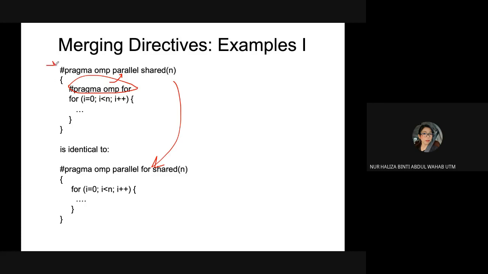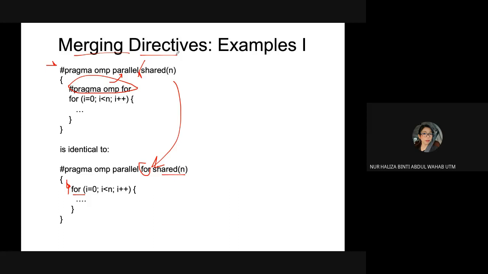So basically it is similar. You can have parallel shared and then another child pragma for. But when you combine, you're going to see you have pragma omp parallel for over here, and then shared, and no need to declare another child below the parent, pragma omp parallel shared. You're going to have it directly as a for scenario. So this is how you're going to use your merging directive.